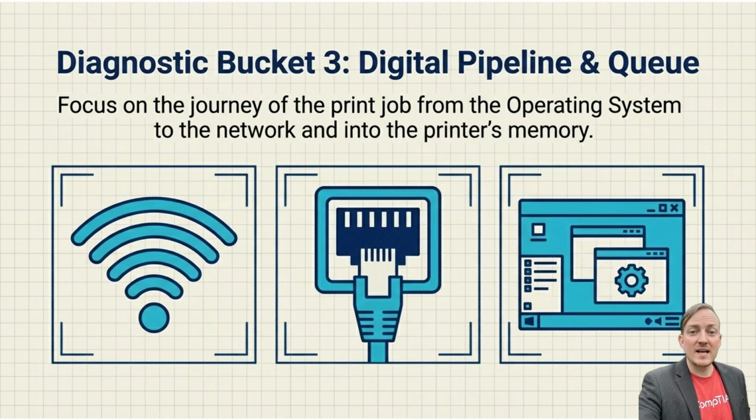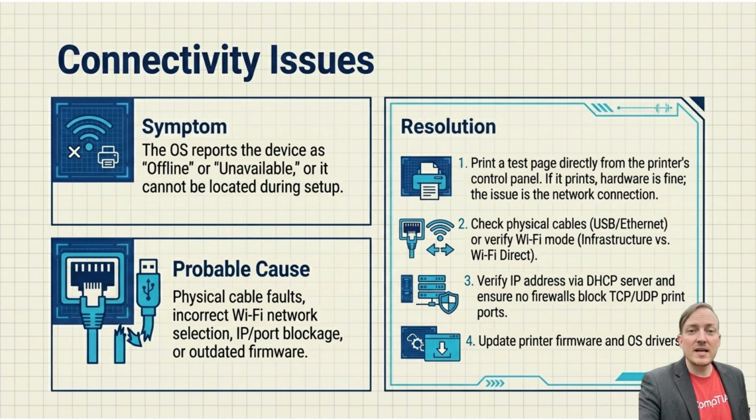Moving on to Diagnostic Bucket 3, Digital Pipeline and Queue. Now we focus on the journey of the print job from the operating system over the network and into the printer's memory. The physical printer might be fine, but the data just isn't getting there correctly. Let's start with connectivity issues.